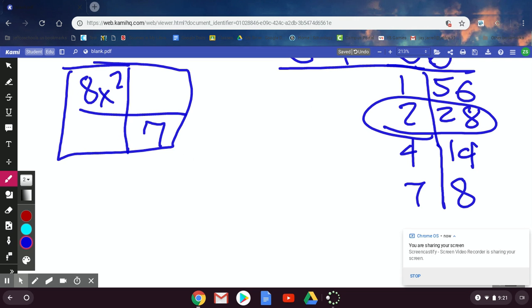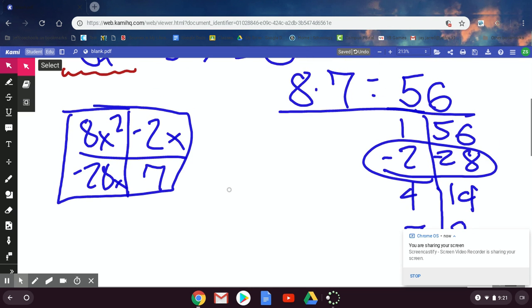Since negative 30 is a negative, I think we should make them both negatives. So then when it's a negative times a negative, it equals a positive. So now we're going to plug that into our box. So 2x and negative 28x.